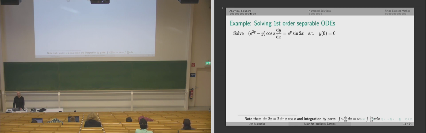So a slightly more involved example with first order separable ODEs would be the following. This one is highly nonlinear. It's a nonlinear differential equation, but still it's separable. We also have an initial value problem here, where x0 is equal to 0. And the way we separate, it's always the same mechanism. We put the dependent variable on the left side, independent on the right side.